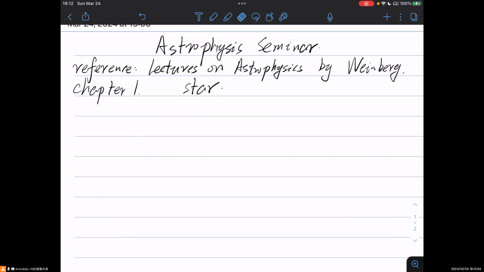And we will follow the order of the chapters from my plan, from chapter 1 to chapter 4, so we start from stars. Today we will give just the first or primary content of stars, the hydrostatic equilibrium equation.